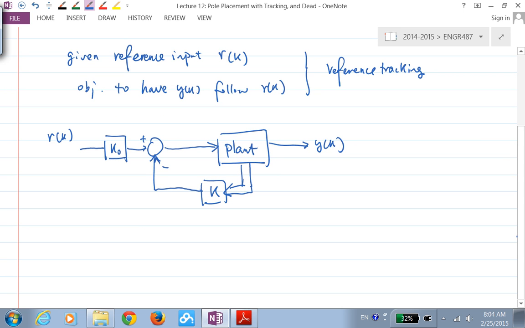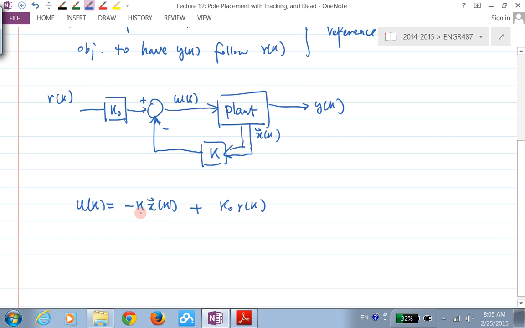So this is your u of k here, the control input to the plant. If I write down u of k, what is it equal to? u of k equals negative K times x of k, the state from the plant. So same as the previous pole placement, the regulation problem. But now you have one extra term here, and that is K naught times r of k. So this is your new control input.